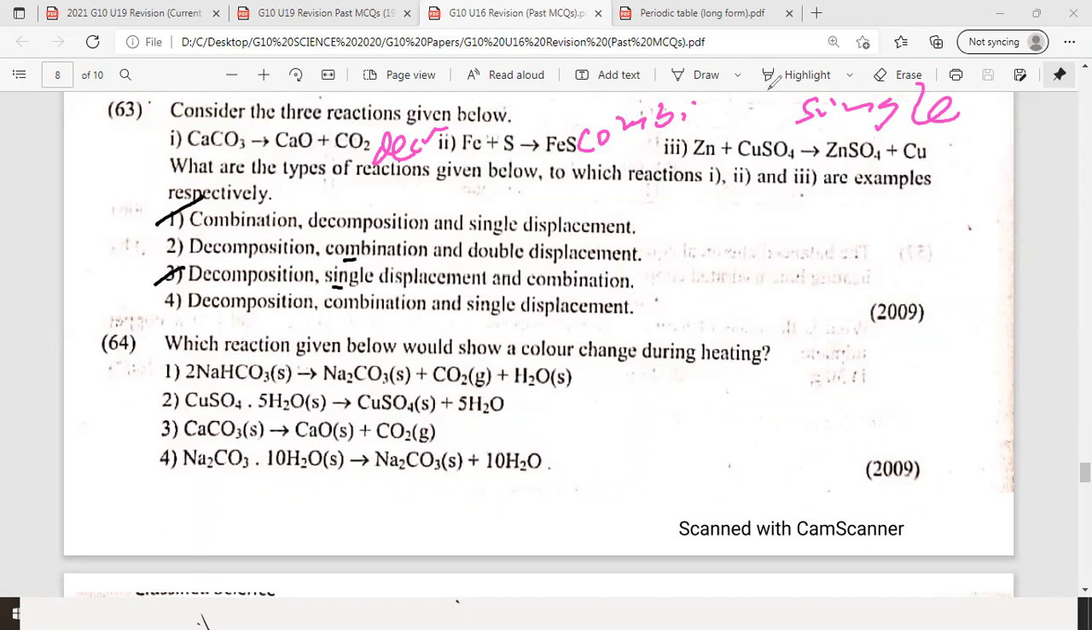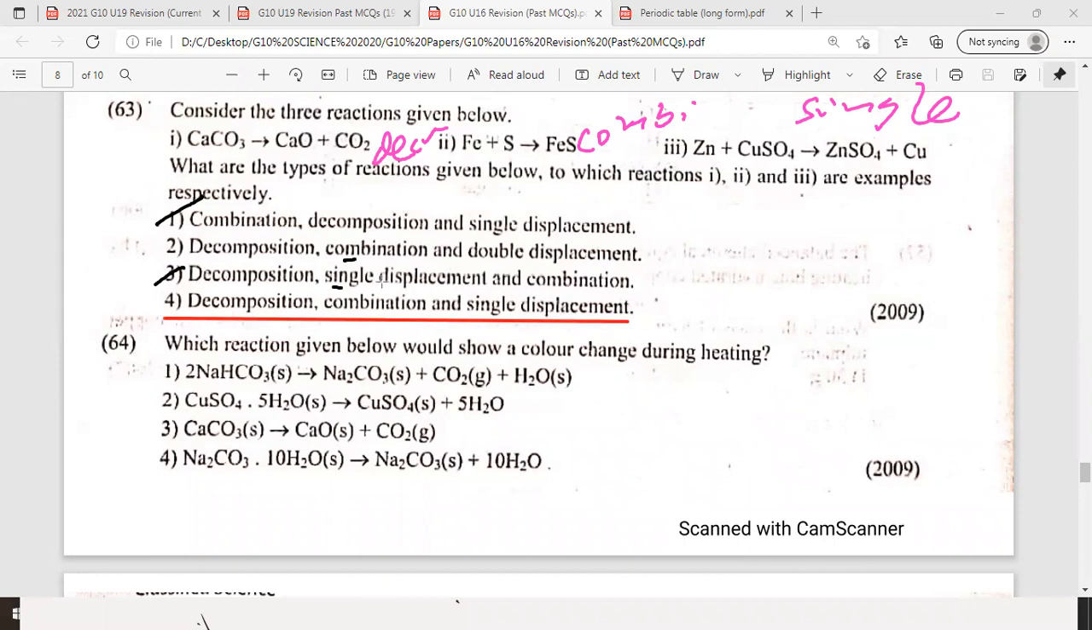So out of 2 and 4, what is the answer? Last one is single displacement. Definitely. Answer is 4. Please raise your hand those who got the fourth answer. Question number 63, answer is 4. Very easy. At least this question you have to do properly. Right, very good. Answer is 4.